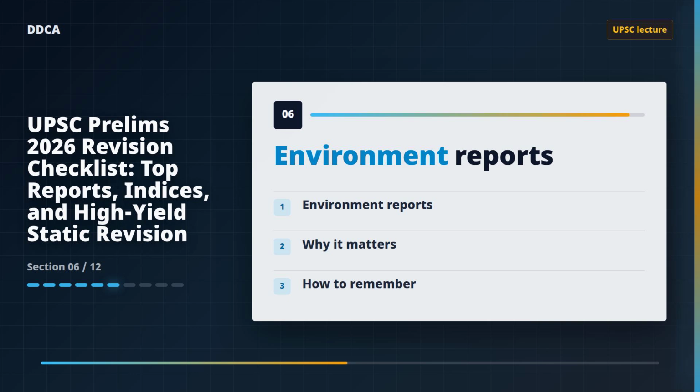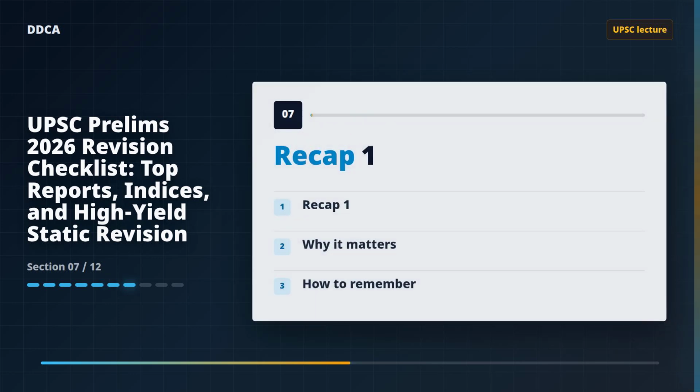Let us now take a short recap. For economy, focus on official government documents and major multilateral reports. For social development, focus on human development, gender, hunger, health, education, and poverty-related indices. For governance, focus on democracy, corruption, transparency, and institutional performance. For environment, focus on climate, biodiversity, forests, pollution, and disaster related reports.